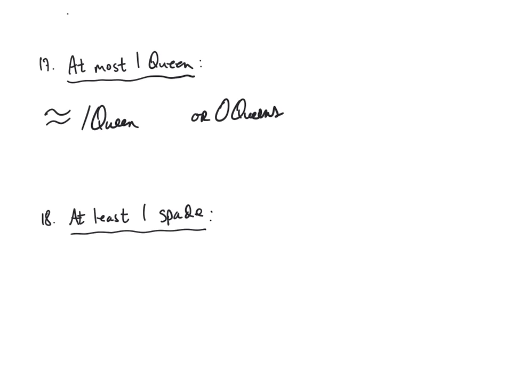And the reason I left the blanks, what goes along with that? Well, if I have to pick 1 queen, how many other cards do I have to pick? 4. And if I pick 0 queens, how many others do I have to pick? 5. So this becomes a little more complicated. At most 1 queen means 1 queen with 4 others, or 0 queens with 5 others.